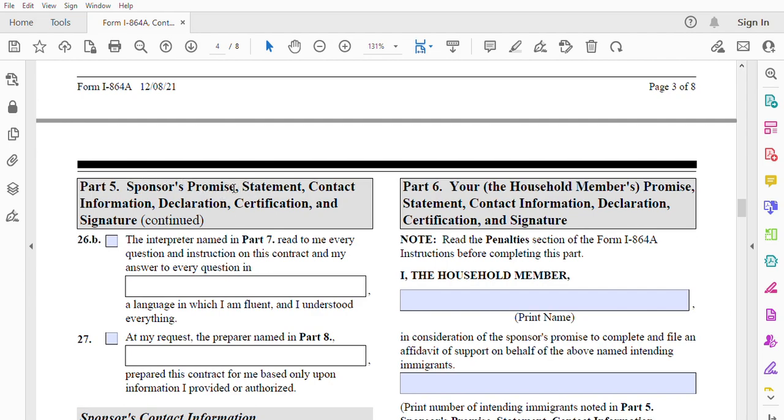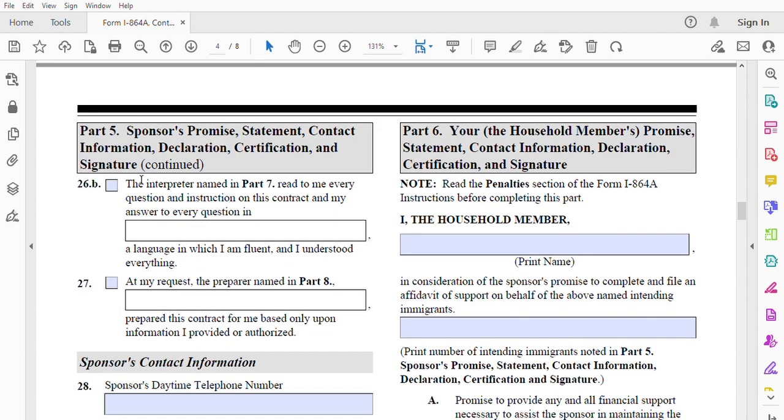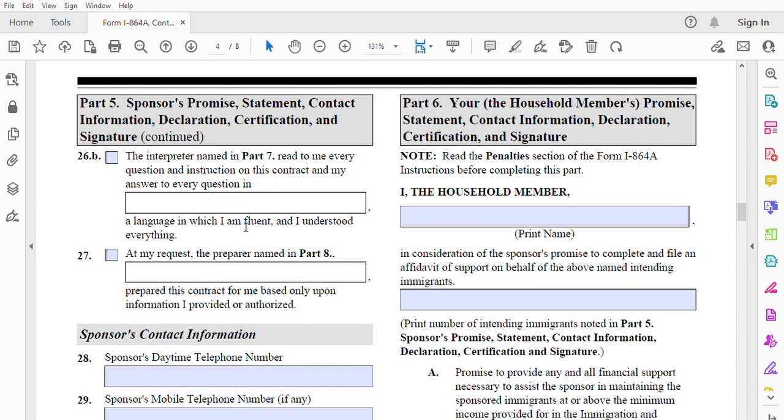Sponsor's promise, statement, contract, contact information, declaration, certification, and signature. If you use an interpreter, which is part 7, you're gonna use it right here. You're gonna use the language you used and the name of the interpreter. The language is right here, 26B. You're gonna put the language the interpreter used to interpret this form for you, and the name of the preparer in part A. You can use it right here as well.